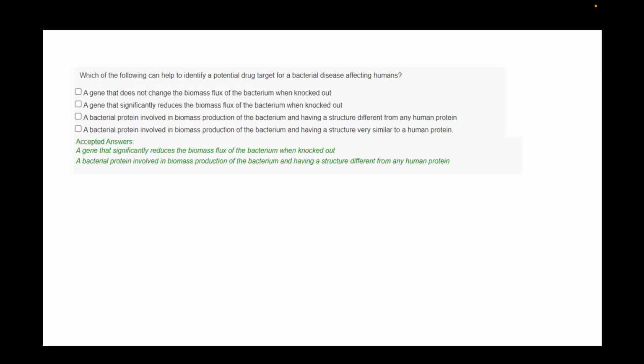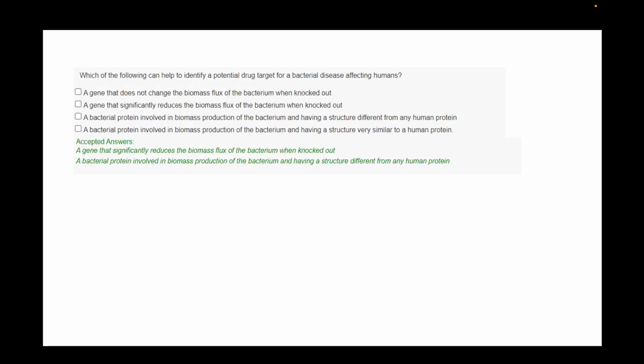A gene that significantly reduces biomass flux of the bacterium when knocked out. So, sorry, that was the correct option. The incorrect option is the gene that does not change the biomass flux. So there's no point in targeting that gene because no expression will change, right?